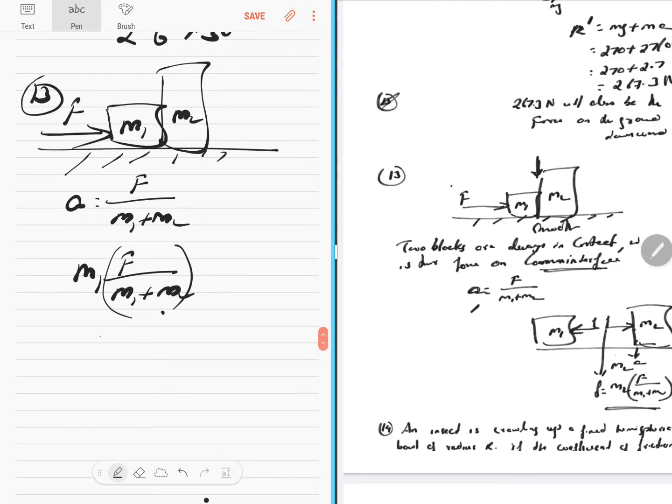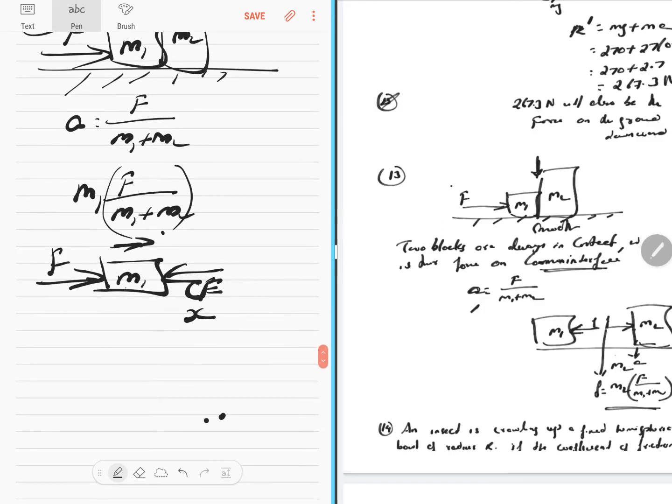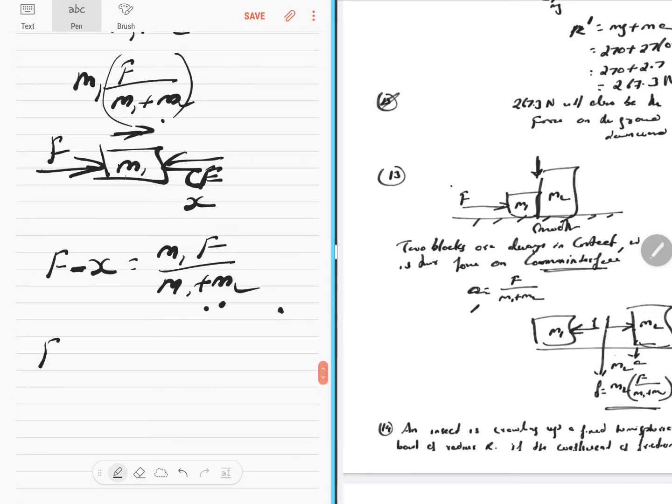That will be the actual force acting rightward on the first block m1. There is an F and there will be a contact force. This is F and this is the contact force, and suppose it is some force X. Then I have to get F minus X equal to m1 into F by m1 plus m2. So I am going to consolidate F minus m1 F by m1 plus m2.